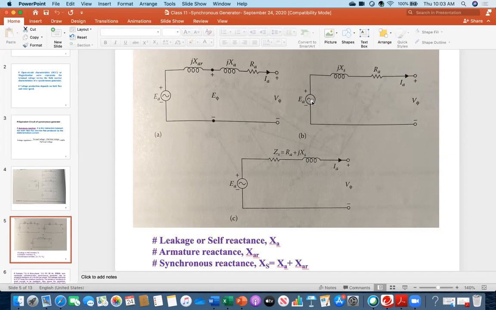EA is the internal generated voltage. V phi is the terminal voltage, which is the rated voltage. This one, E phi, you will be calling the air gap voltage, and RA is the armature resistance, XS is the synchronous reactance, XA is the self or leakage reactance, and XAR is the armature reactance. So either of those pictures is the equivalent circuit of the stator or the armature circuit.